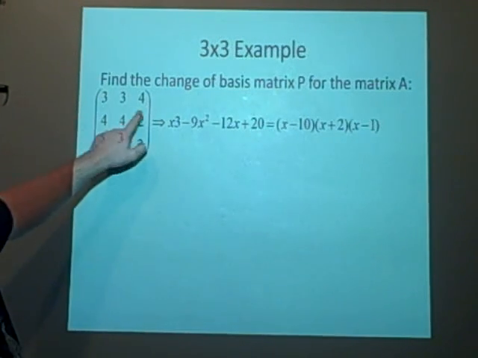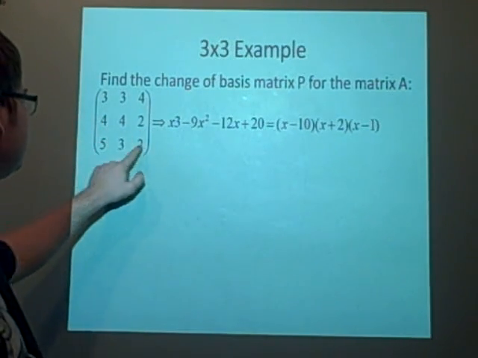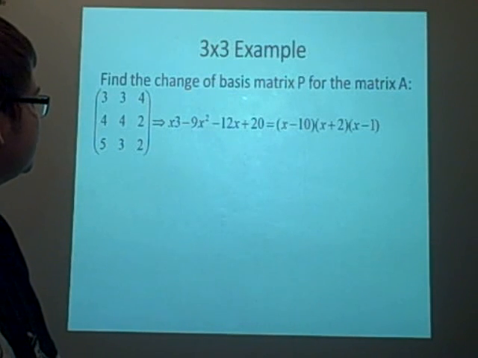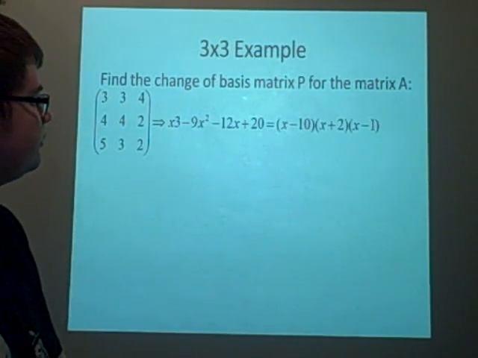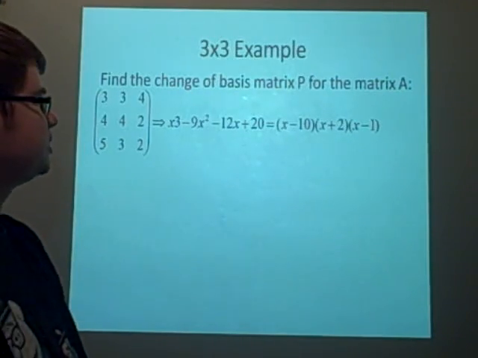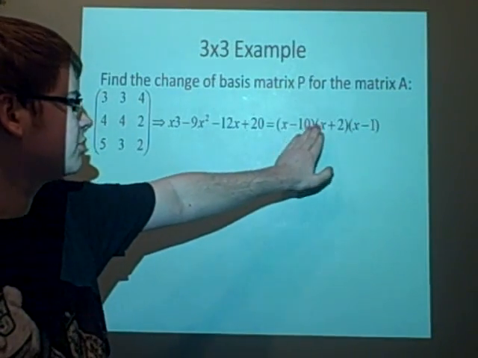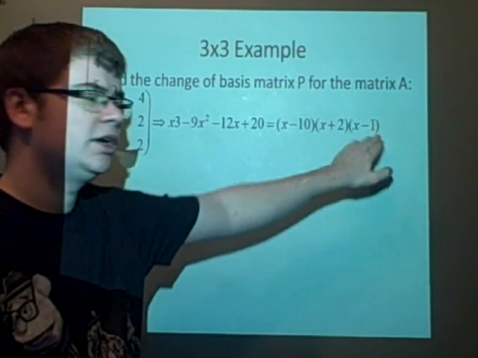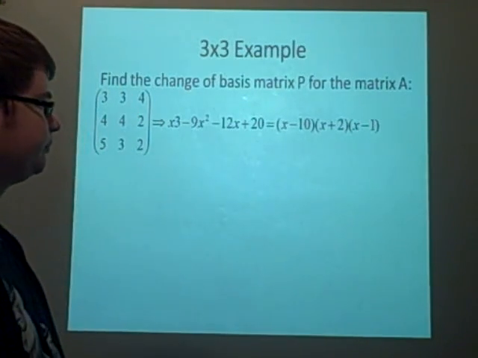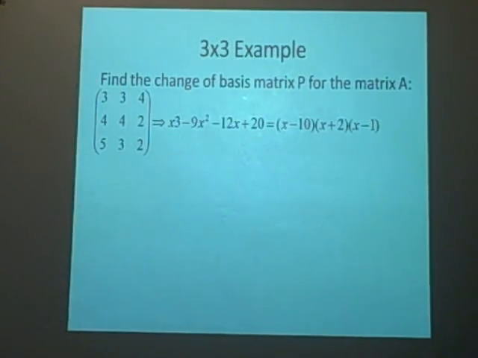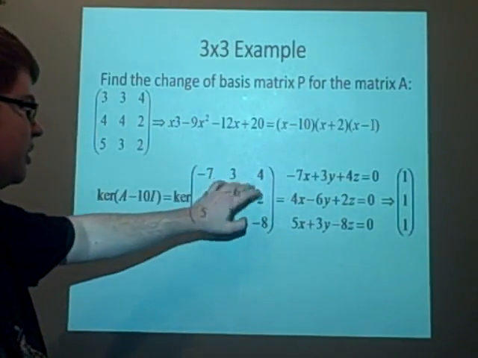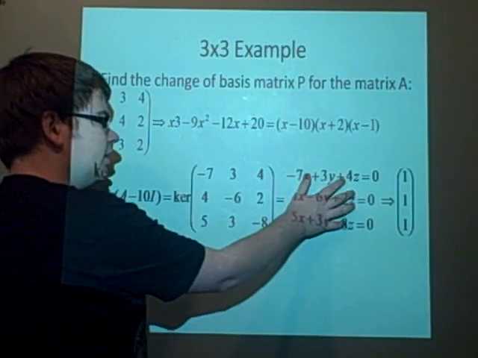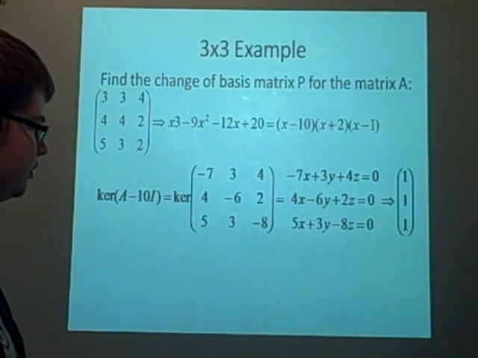We've got 3, 3, 4, 4, 4, 2, 5, 3, 2. Not many negatives there, but never mind. That should be a cubed. Now we want to find the change of basis for this. Again, we've got (x minus 10)(x plus 2)(x minus 1) as the characteristic polynomial, so this is going to be a nice simple one. We find it for x minus 10 first, the kernel of this, and we write it out in this form here, which I find useful.